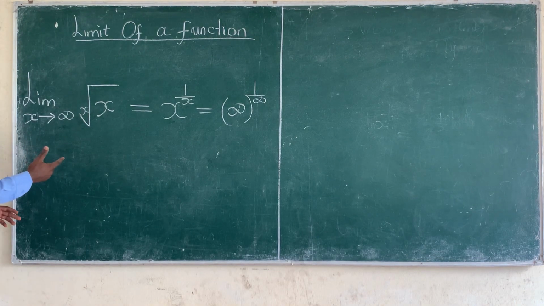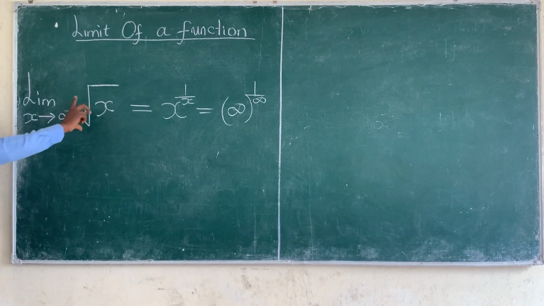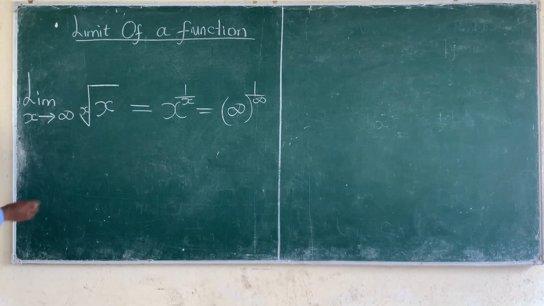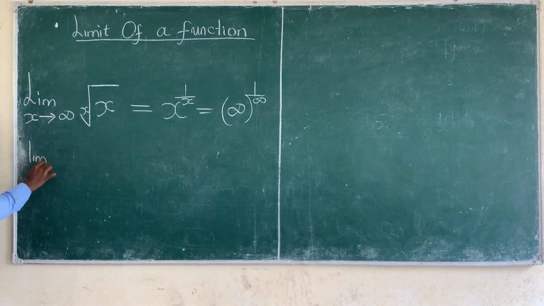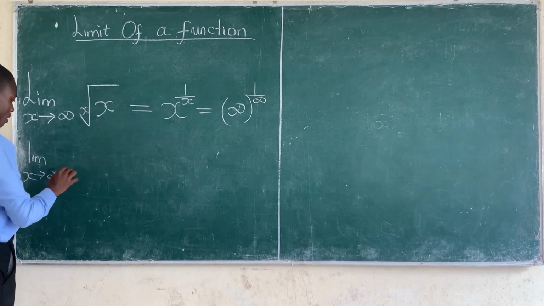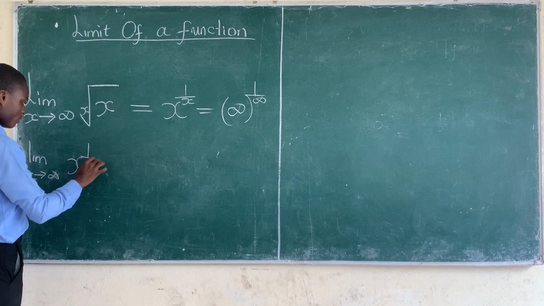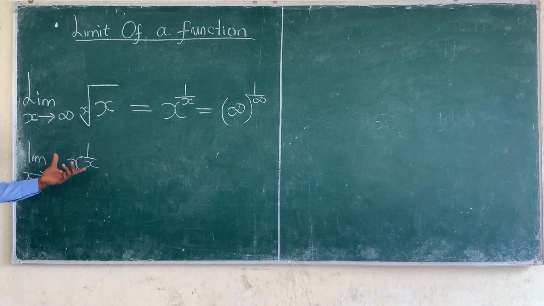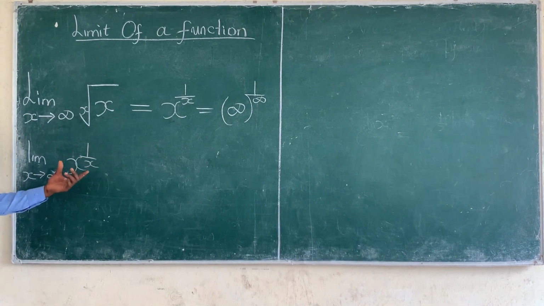But remember the L'Hopital's rule. We use the L'Hopital's rule for a function of single variable. But before we can use the L'Hopital's rule, we need a rational function. So we can actually express this function in terms of a rational function of this form. The limit as x approaches infinity of x to the 1 over x. But this is not still in the form of a rational function, so we can still evaluate again.